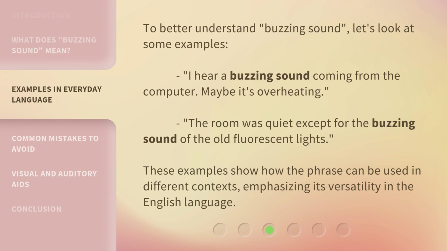To better understand buzzing sound, let's look at some examples. I hear a buzzing sound coming from the computer. Maybe it's overheating. The room was quiet except for the buzzing sound of the old fluorescent lights. These examples show how the phrase can be used in different contexts, emphasizing its versatility in the English language.